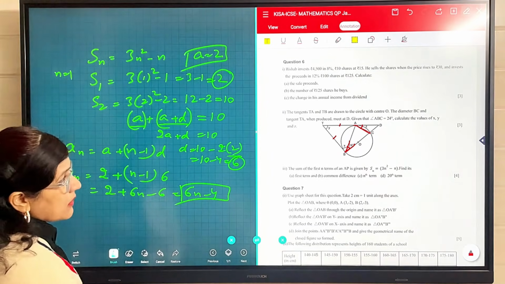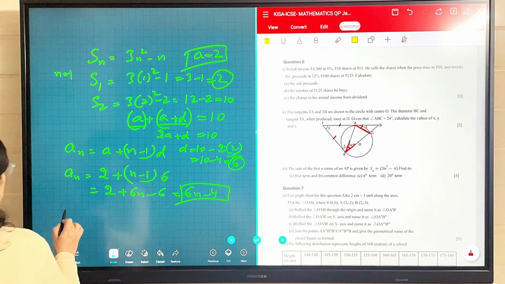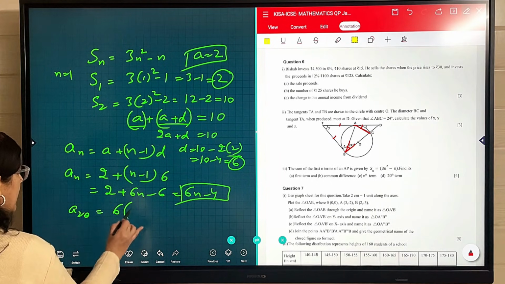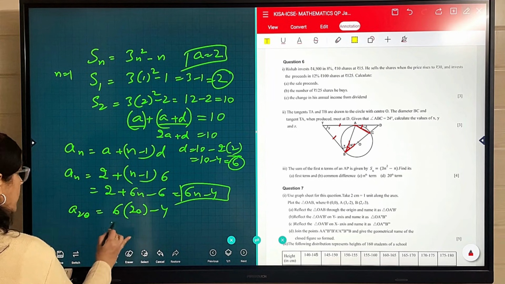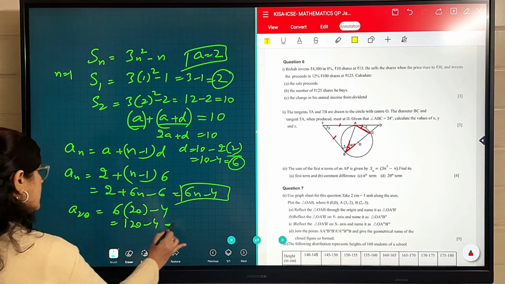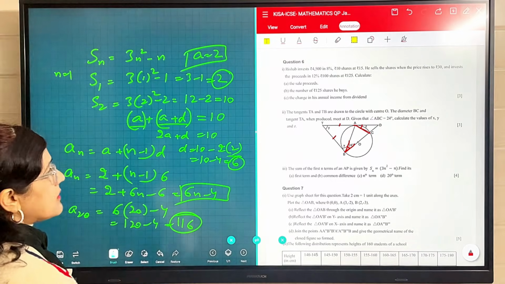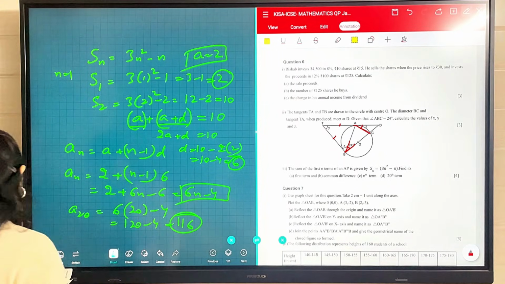Now next is the 20th term. So A20 is equal to 6 into n, n is 20, minus 4. It means 120 minus 4 means 116 is the 20th term. These are the answers of the 4 parts, 4 marks, 1 mark each.